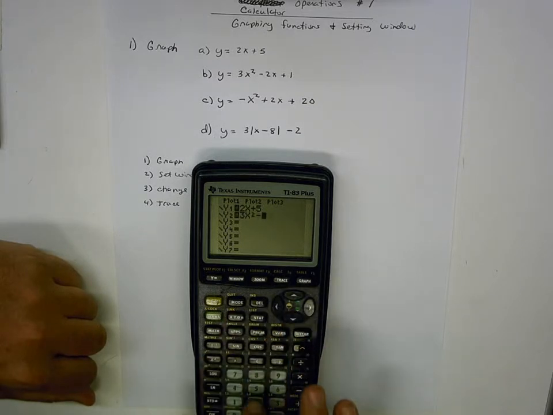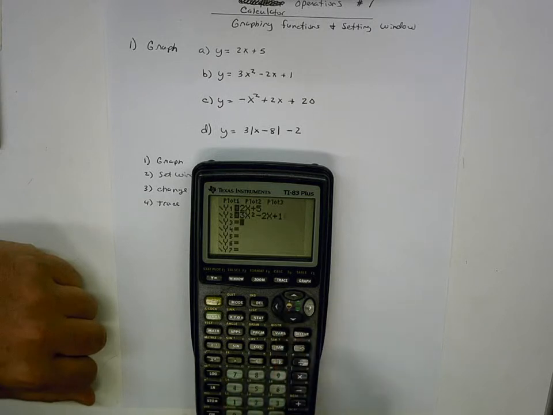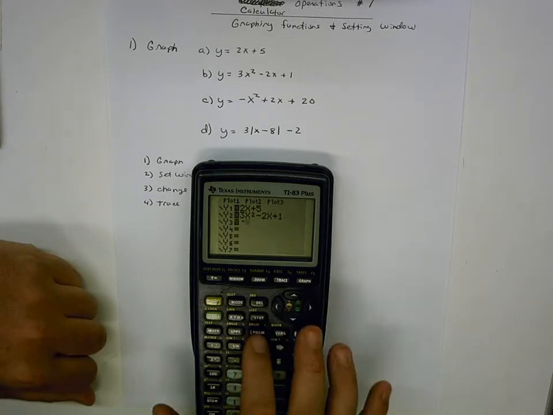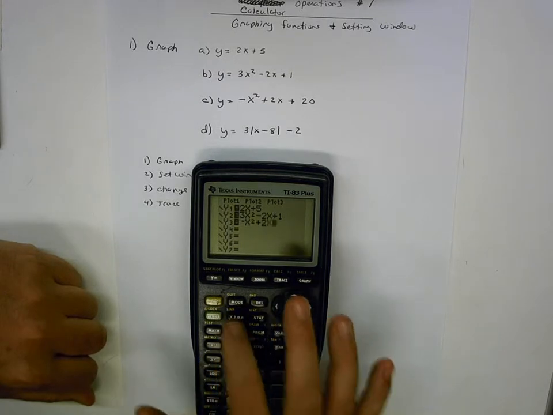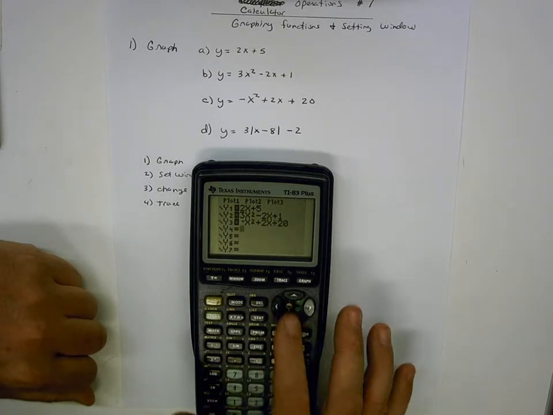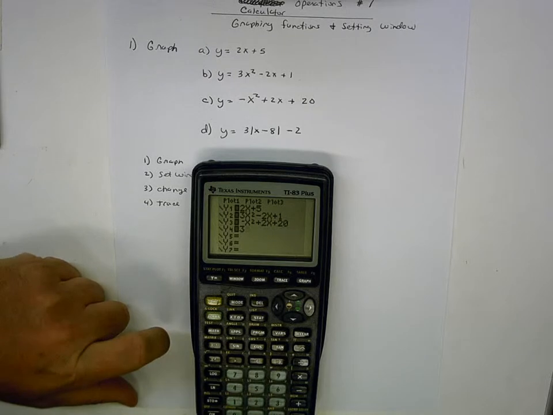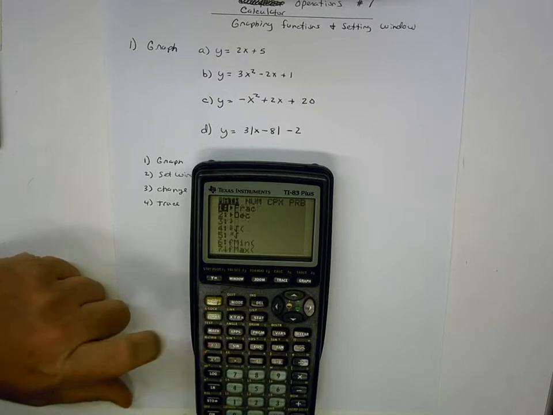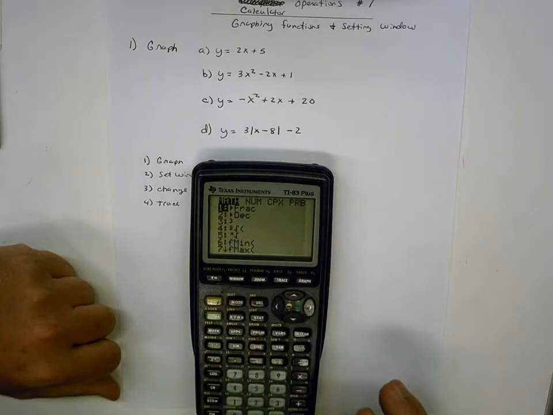3x squared minus 2x plus 1. Negative x squared plus 2x plus 20. And now the last one's an absolute value. To find the absolute value, most of the functions are under the math key here. So hit math. Now notice I've got a cubed root function there and a 4th or 5th root.